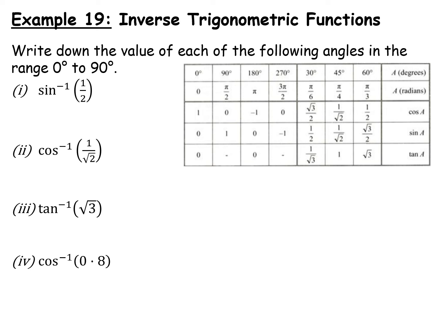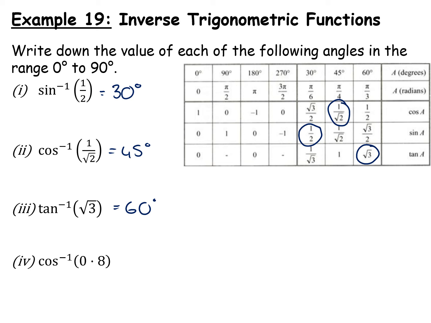So we're looking for the sine inverse of a half. So I'm going along the sine line till I find a half, and they've said 0 degrees to 90 degrees, so we're working in degrees, so that gives me 30 degrees. If it was radians, I'd have pi over 6. Cos inverse of 1 over root 2. So cos line, go to 1 over root 2, and that gives me 45 degrees. Tan inverse of root 3, go to the tan line, find root 3, that's 60 degrees.